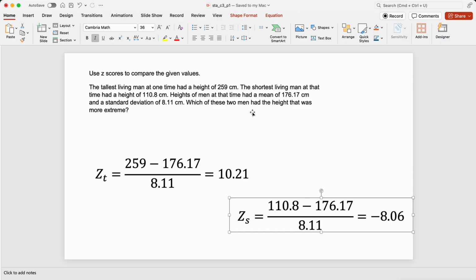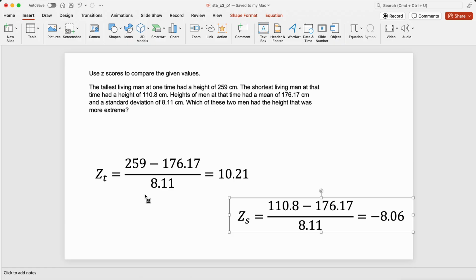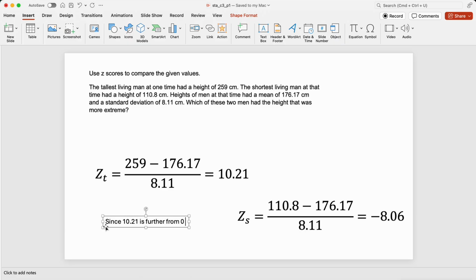Now the question is, which of these two men had the height that was more extreme? Well, extreme is measured by the z-score, and more specifically by the absolute value of the z-score. So we'll say since 10.21 is further from 0 than negative 8.06, the tallest man has a more extreme height.